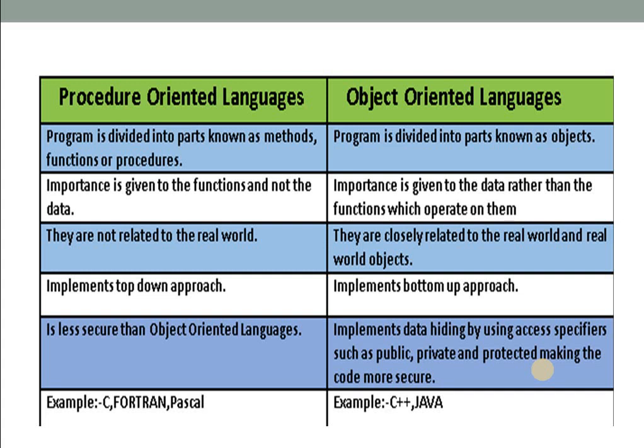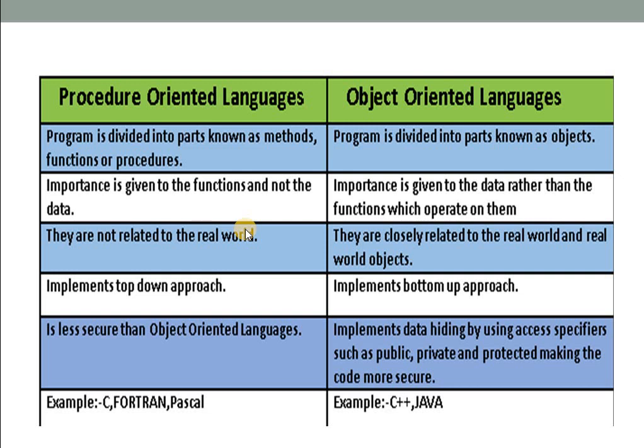Importance is given to functions and not the data in procedure oriented, while in object oriented, importance is given to the data. Like we have seen, customer, it is a data, account, then money, all that data is given importance in object oriented rather than the procedures like withdraw, transfer, etc.